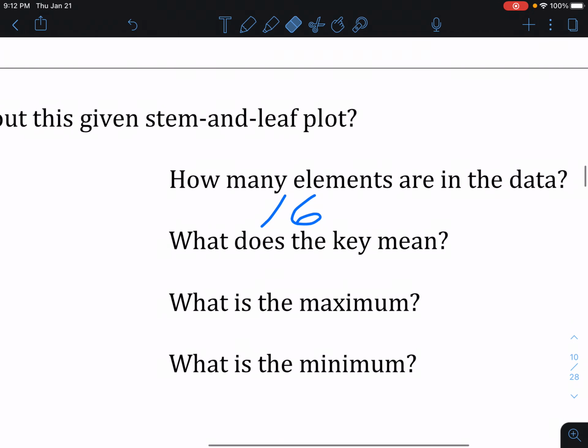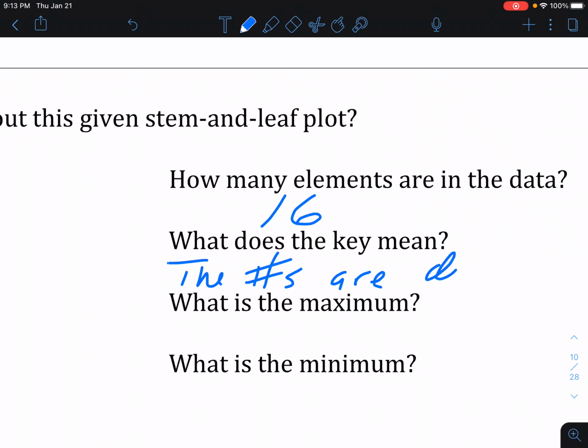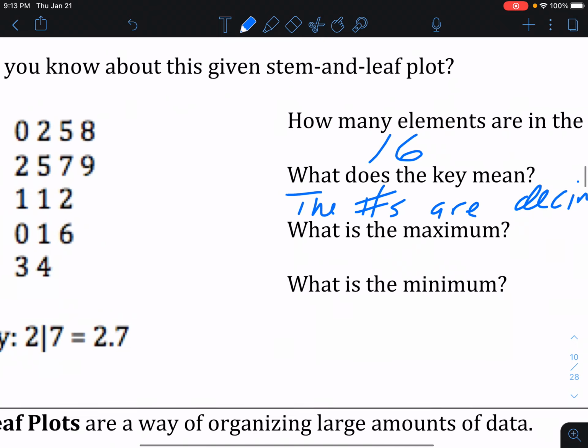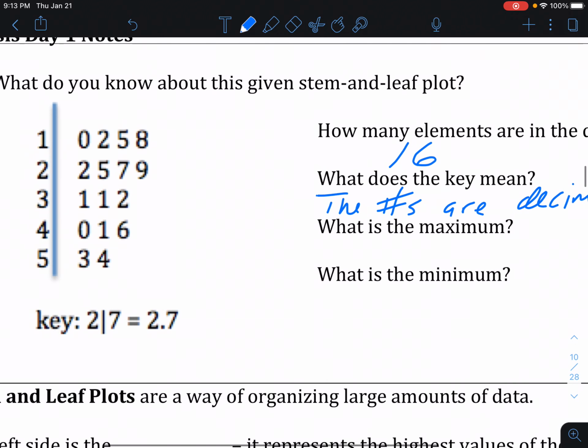What does the key mean? It's kind of an open-ended problem. The numbers are decimals. In other words, the key is just something we look at to tell what the number is, but that's a long-winded answer. What's the maximum, meaning what's the highest number? That would be this right here, so that would be 5.4. And then the minimum, that would be here, that would be 1.0.